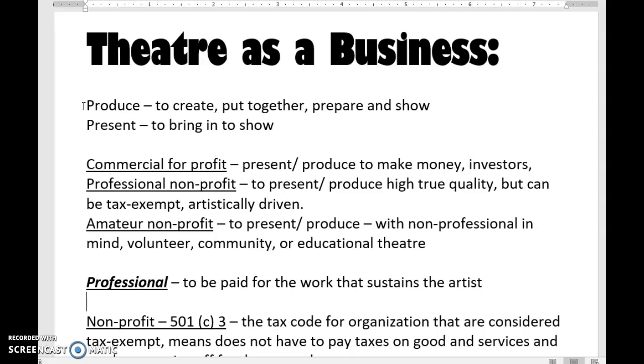Now, when we talk about the word professional, it does not necessarily always mean quality, because again, some non-professionals do some pretty phenomenal work on stage. The idea of professional means to be paid for the work that sustains the artist, meaning if you do paintings and you get paid $10 a painting on the weekend and you do like 6, that is not money that is your living. So it's the money you're paid for your work that's your living.